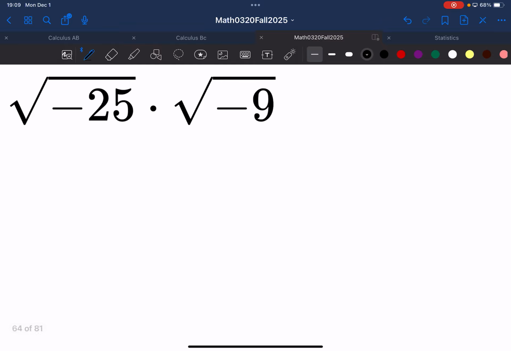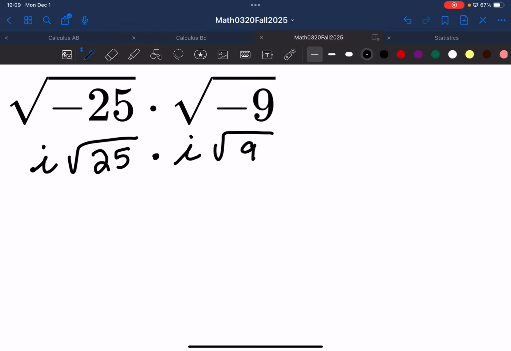Okay, so same thing with multiplying. We still have to deal with them separately. So we just said that the square root of negative 25 is i, times the square root of 25, which is 5i. And then how would I rewrite the second one? i square root of 9. Okay, so we simplify the radicals now. So I have 5i times 3i.